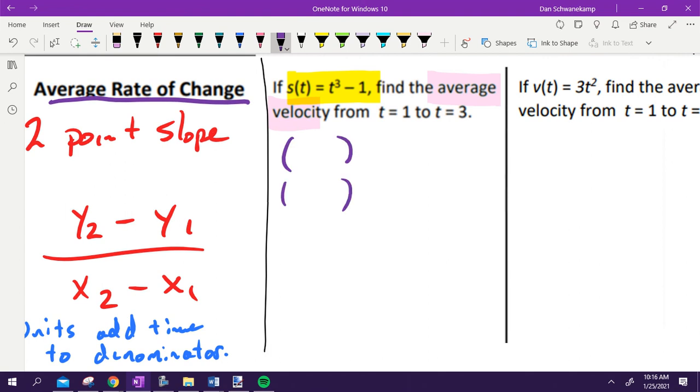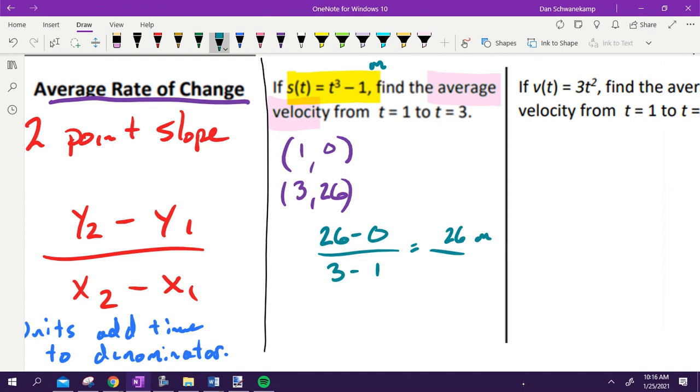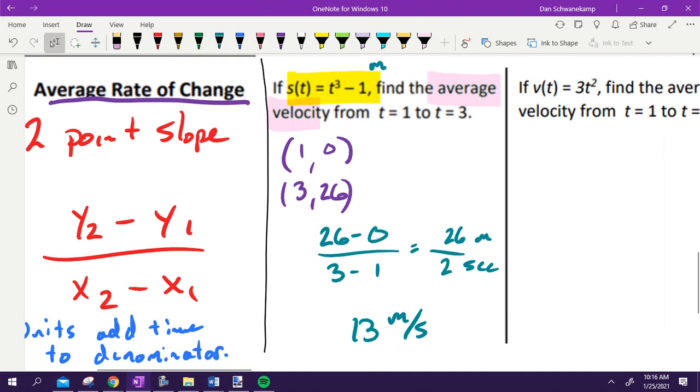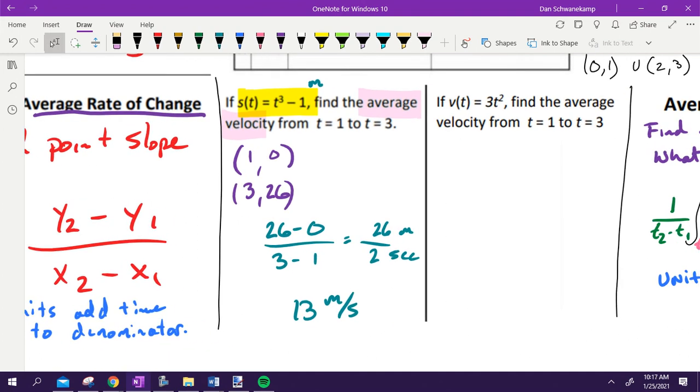So to do that, I'm doing two ordered pairs, 1 and 3. I take 1, I plug it in, I get 0. I take 3, I plug it in, I get 26. All I need to do is then do y sub 2 minus y sub 1 over x sub 2 minus x sub 1. If this was measured in meters, then this top would be meters. And then 3 minus 1, that is your time. So that's where I'm getting 26 over 2. Oh, it's 13 meters per second. I added a unit to my denominator because I found the slope of it. I'm going down a layer when I find the average rate of change. Makes sense on the first one.